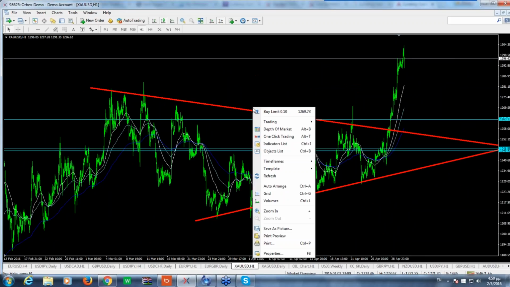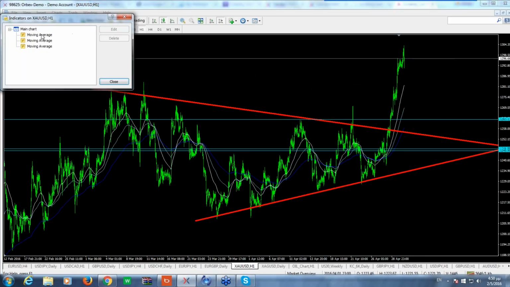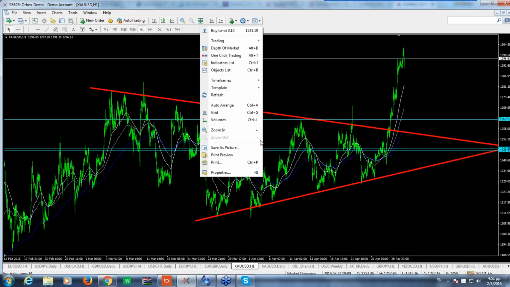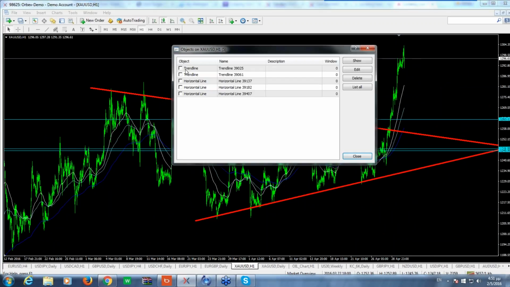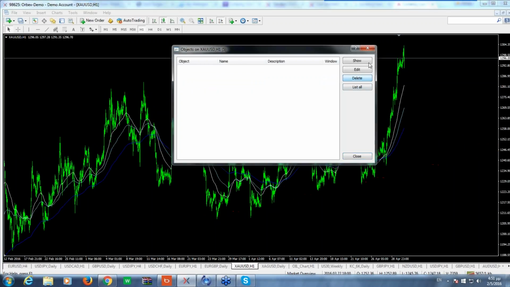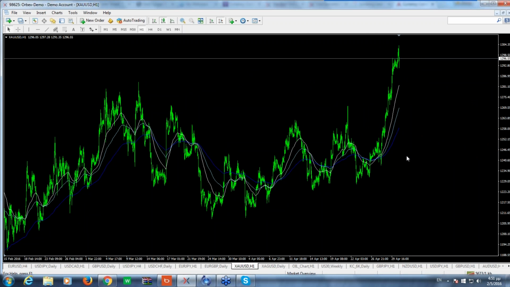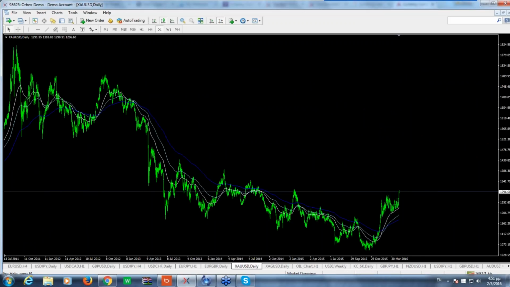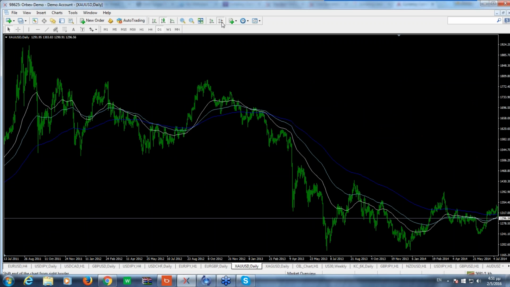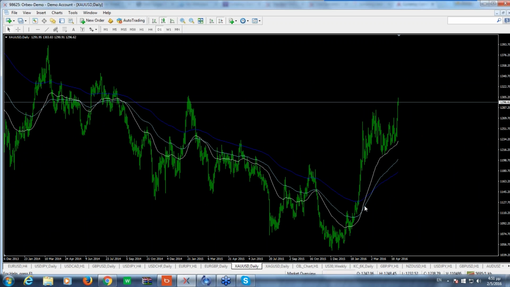Okay, I'll just remove all these indicators first. Give me a second. All the objects here. Okay, we have got that's happening for gold on a 1 hour chart. Let's look at the daily chart at the moment. We do have a sort of J-like pattern here.